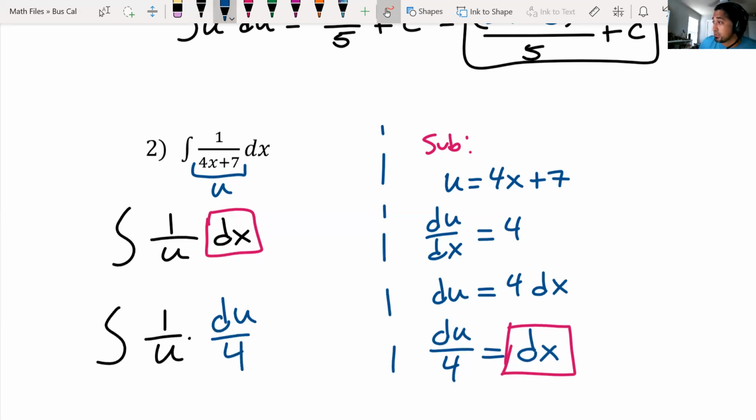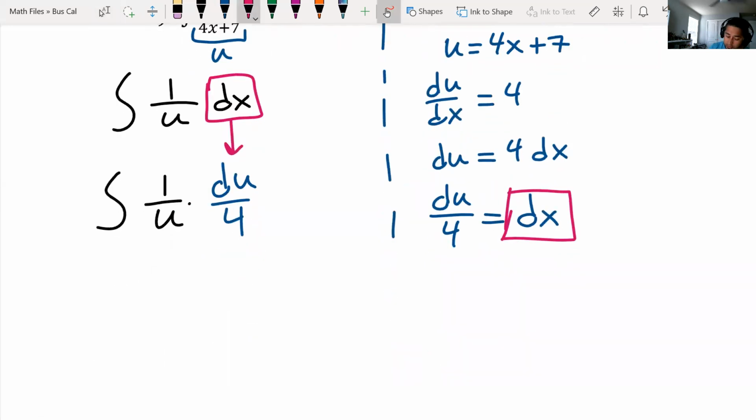And again, one of our goals here is to put everything in terms of u. So if we do this by substitution, the integral becomes a lot easier. Now, based on our substitution, this whole integral is in terms of u. You have 1 over u, and you have du. So all we have left to do is clean this integral up.